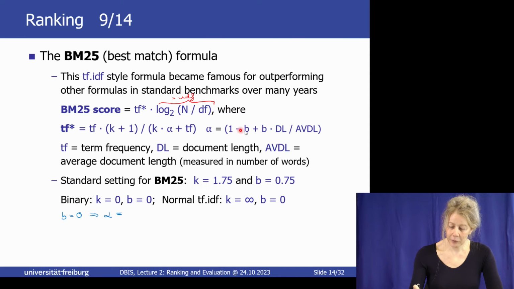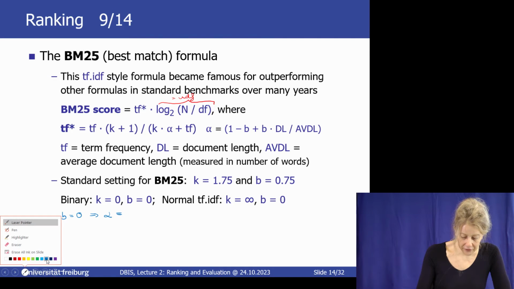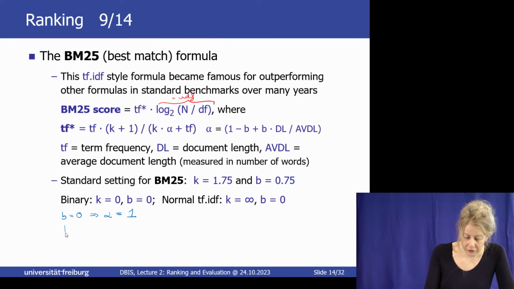So it's B, 1 minus B, and if the B is very small or 0, then I say, okay, ignore this correction by document length, and I just get 1. If B is 1, then this gets full weight. So in this case, B equals 0, alpha is just 1, and now our formula is just TF star. Let's write this down. Now it's just TF times, and this we will need often in the following: k plus 1 divided by k plus tf.